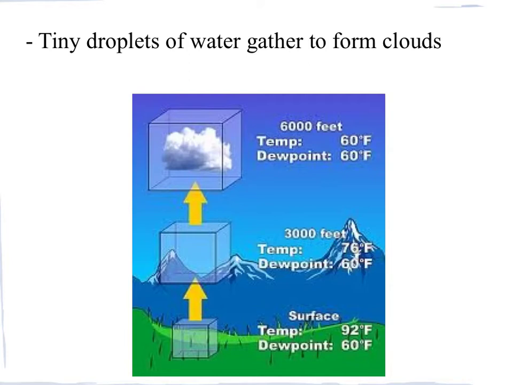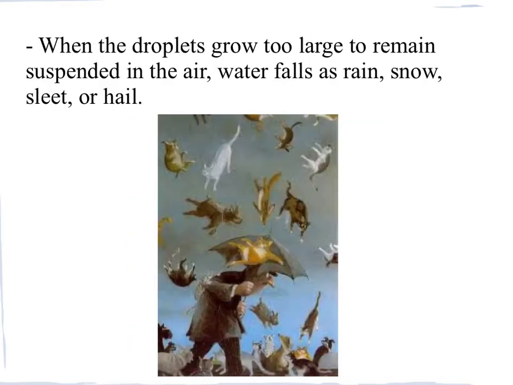Here, as you can see, this hot air is starting down on the surface. It's at 92 degrees, but as it moves up into the atmosphere, it loses its heat. So finally, by the time it's at 6,000 feet, its temperature is only 60 degrees Fahrenheit, which is cool enough for the water vapor in there to condense, turn into a cloud with tiny little droplets floating in it.